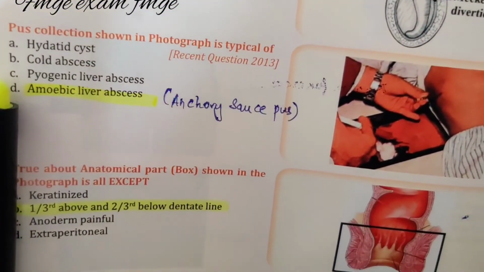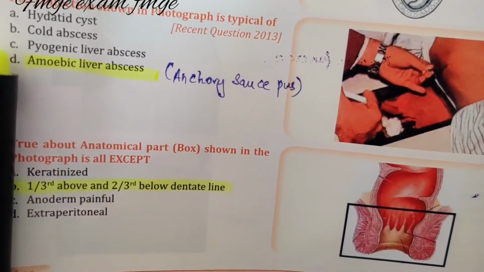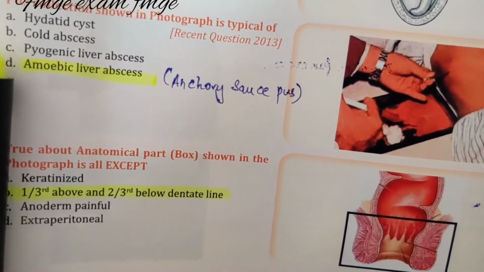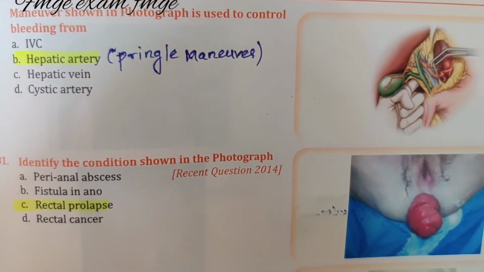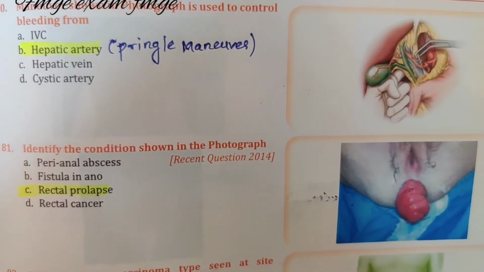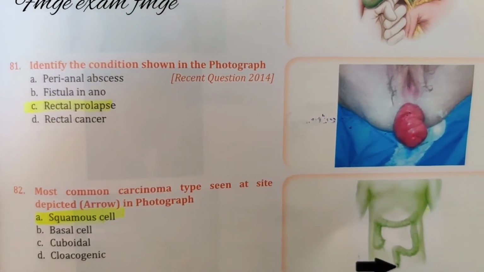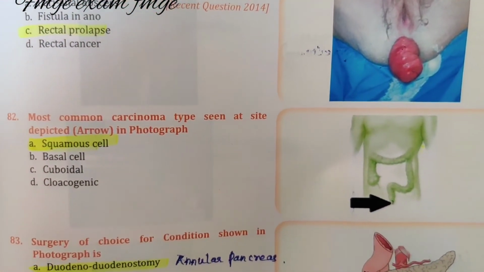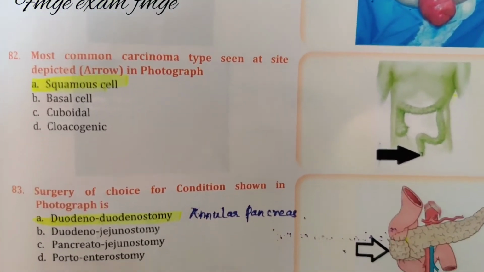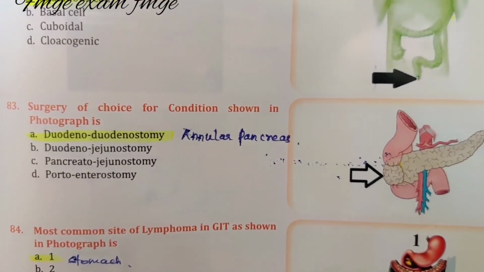True about the anatomical part shown in the photograph is all except one-third above and two-thirds below the dentate line. The maneuver shown in the photograph is used to control bleeding from the hepatic artery, Pringle maneuver. Identify the condition shown in the photograph: rectal prolapse. The most common carcinoma type seen at the site shown in the photograph is squamous cell carcinoma. Surgery of choice for the condition shown in the photograph is duodenojejunostomy, annular pancreas.